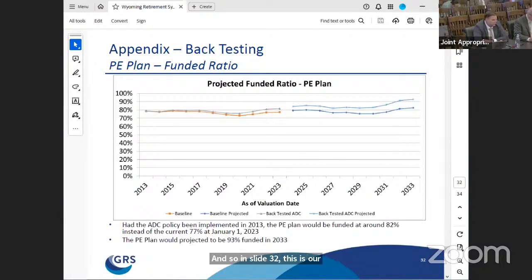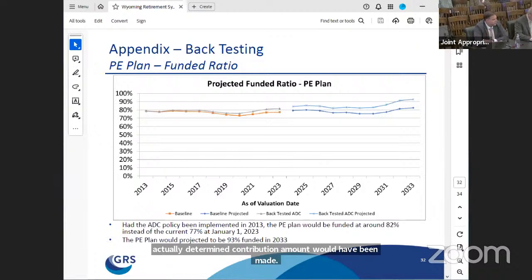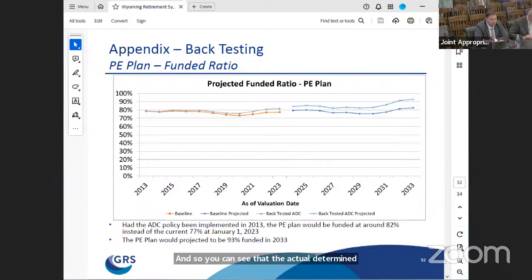Going back to 2013, we have the same exact starting point. The orange line there is the baseline amount. That's the funded ratio, assuming the contribution rates that were in effect at the time. The gray line on top of that orange line is assuming that the actuarially determined contribution amount would have been made. You can see that the actuarially determined contribution amount would have been a little bit higher than our rates that were in effect. And that's why after those 10 years, you end up with a little bit higher funded ratio. It's really not that much, but you end up with a higher funded ratio.